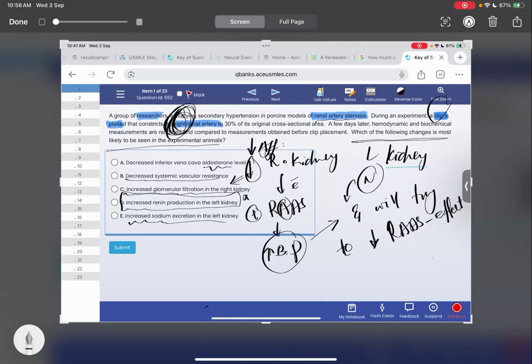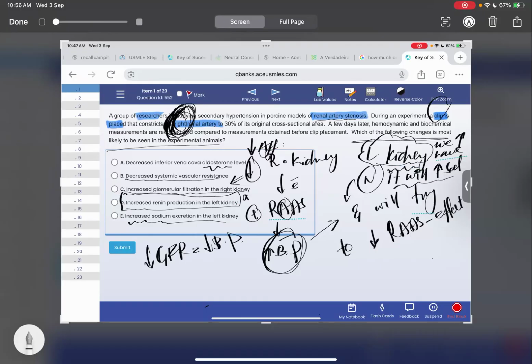It will try to minimize the increase in blood pressure because the left kidney is normal. Natriuresis, yes, so it will increase sodium excretion, because according to the left kidney we have increased blood pressure, right? While the right kidney thinks that the flow is decreased, GFR is decreased, we have decreased blood pressure.